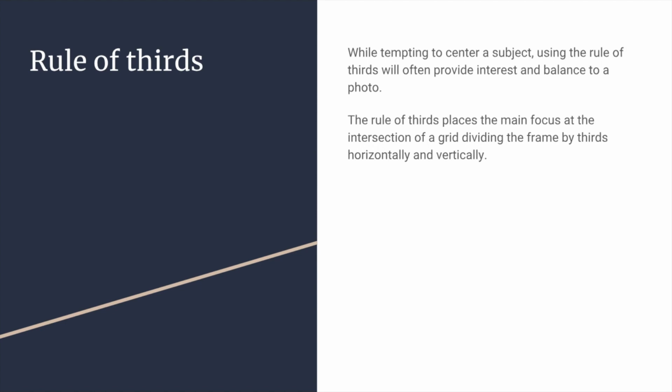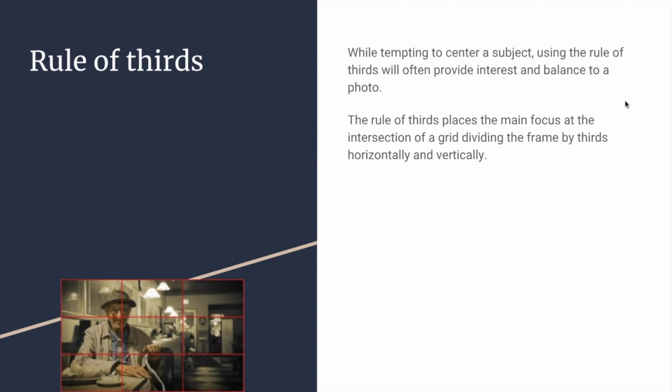The rule of thirds places, as it says here, the main focus at these intersections of the vertical and horizontal grids that we use in our mind's eye. But I'm going to show you some examples that actually draw that grid on top of a photograph so you can see where those intersections lie.